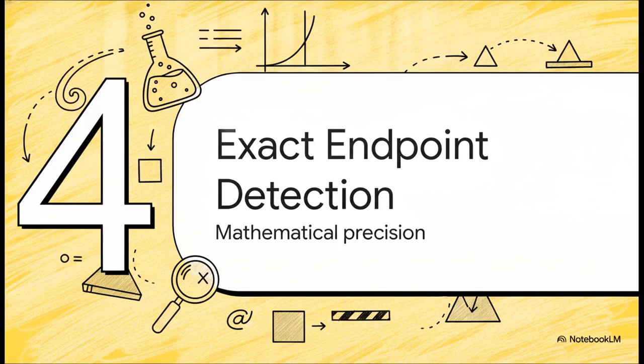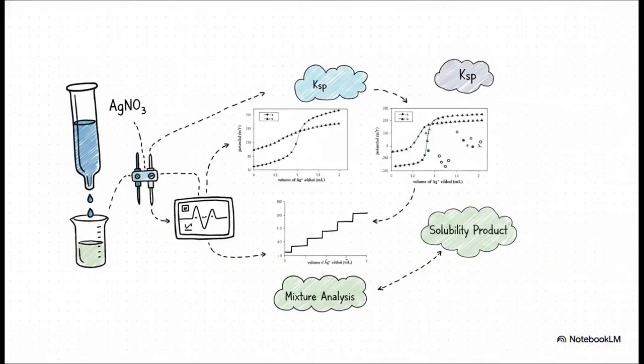That brings us to Section 4, finding the exact endpoint. This is all about mathematical precision. If we plot the potential changes in millivolts against the volume of silver nitrate we've added to different halides, we get these distinctly different inflection breaks. And why is that? It's all because of their unique solubility products, their KSP values.